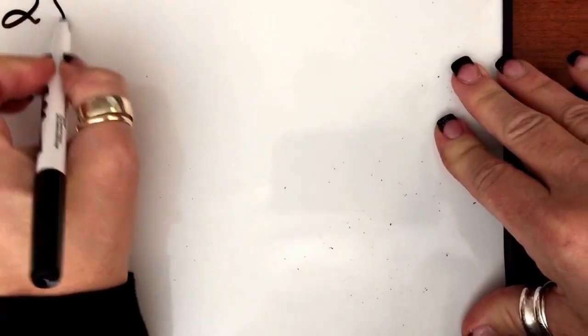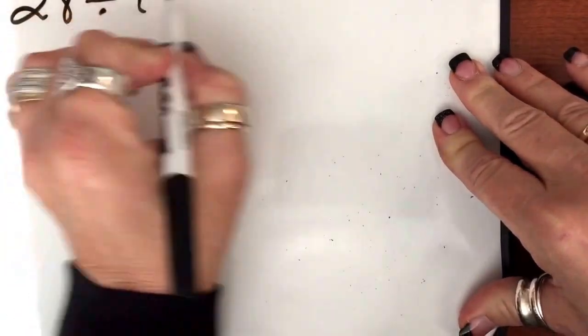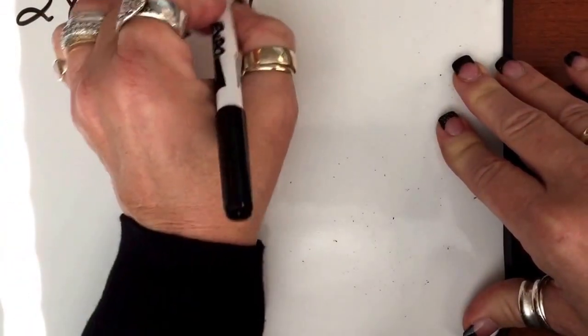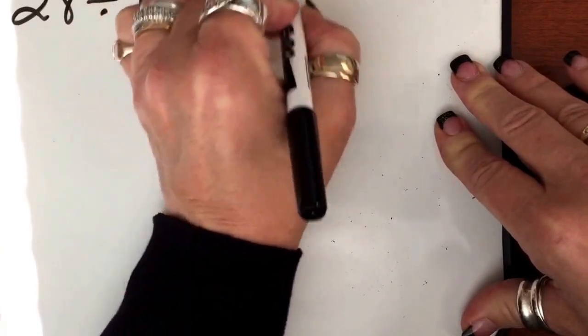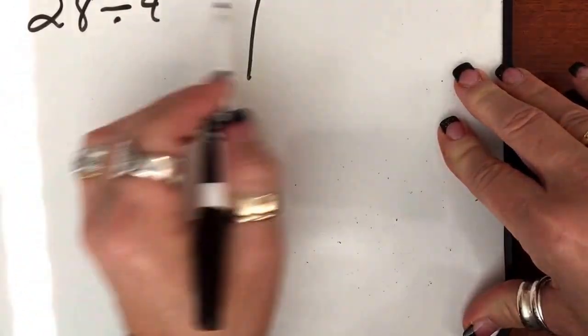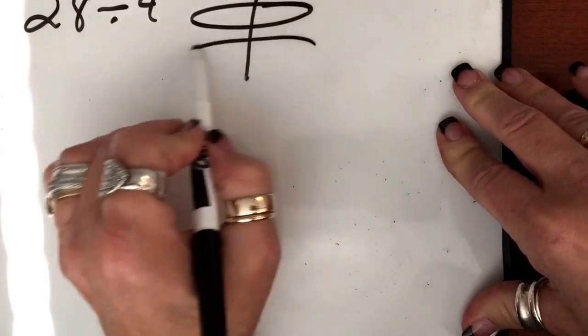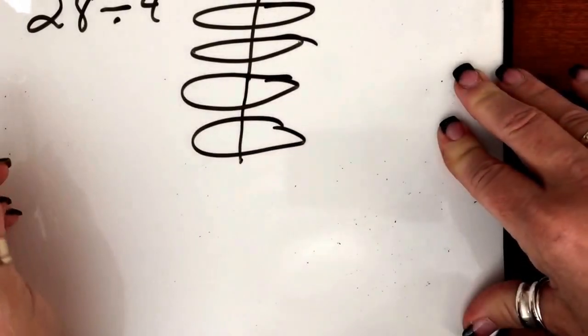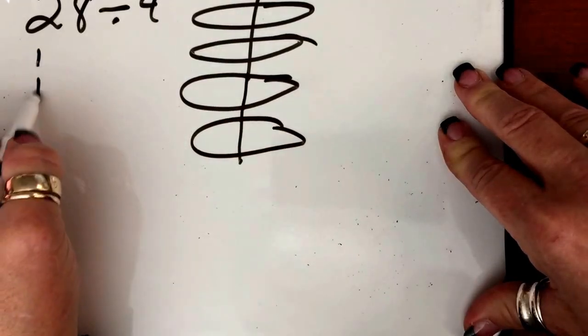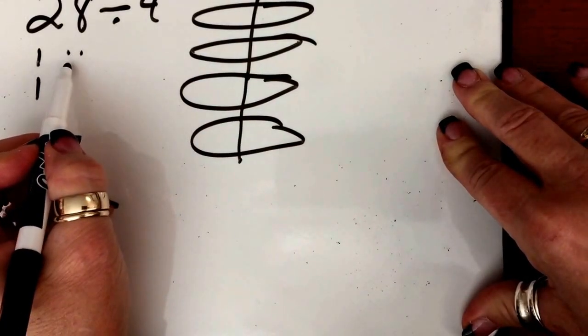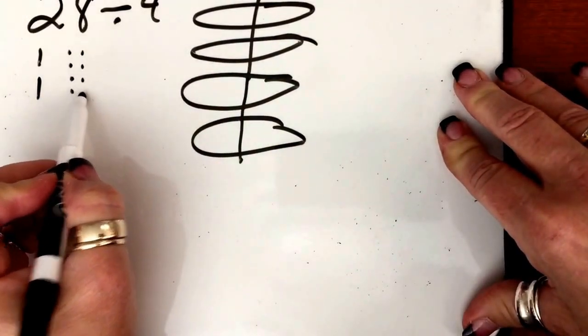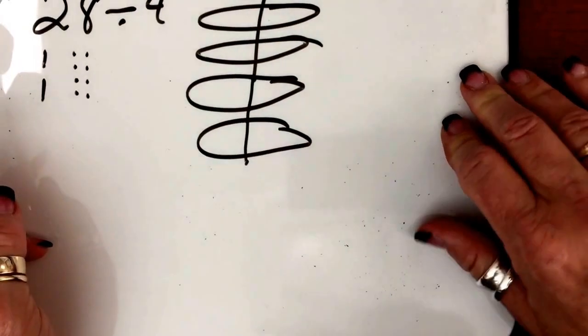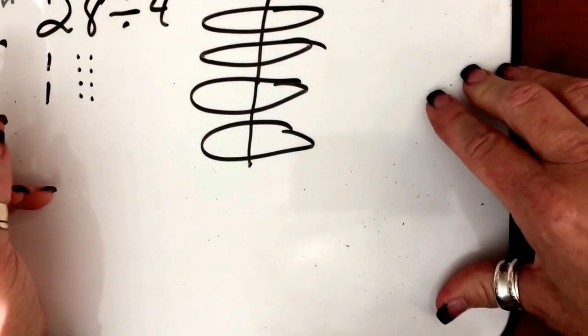Ready? Here we go. 28 divided by 4. Here's our tens. Here's our ones. How many groups? 4. 1, 2, gotta extend my line, 3, 4. 28 is made up of 2 rods and 8. 1, 2, 3, 4, 5, 6, 7, 8. That's 28. Wow. Okay, so let me think.